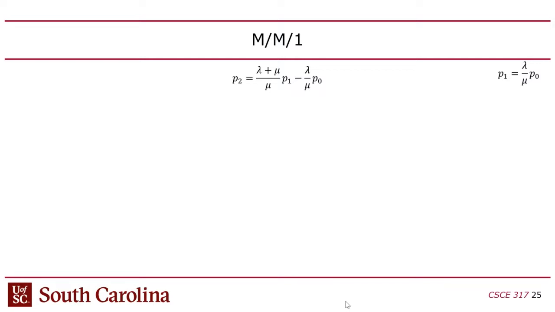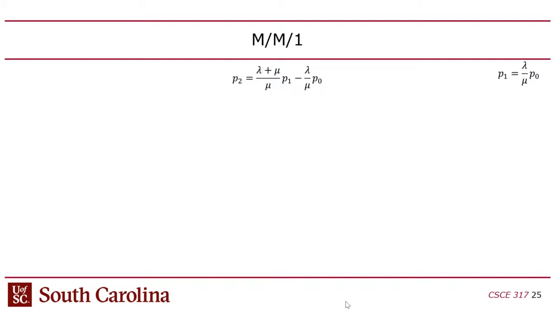You get p sub 2 equals (lambda plus mu) over mu times p1, minus lambda over mu times p0. It's basically the same thing we had before, the flow balance equation. We rewrote it to put n plus 1 on one side, so we were calculating the probability of n plus 1 as a function of the probability of n and of n minus 1. And then we simply set n to 1. So this is where we are.